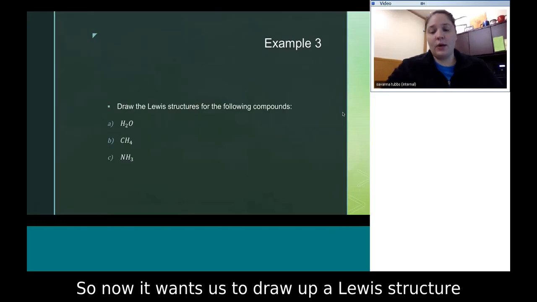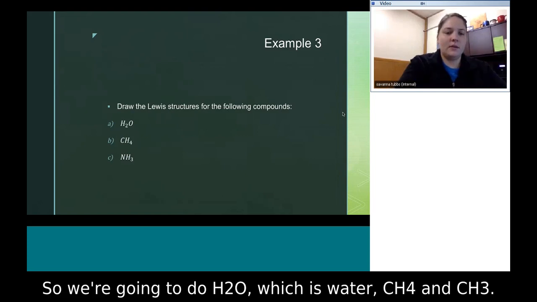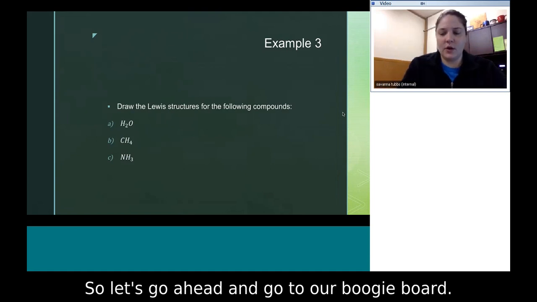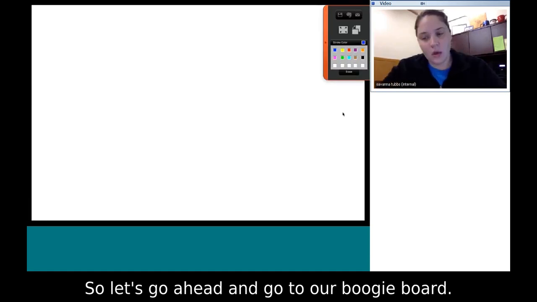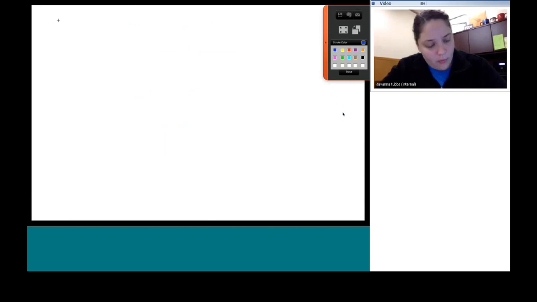So now it wants us to draw the Lewis structure for the following compounds. So we're going to do H2O, which is water, CH4, and NH3. So let's go ahead and go to our boogie board. So our first one is H2O.